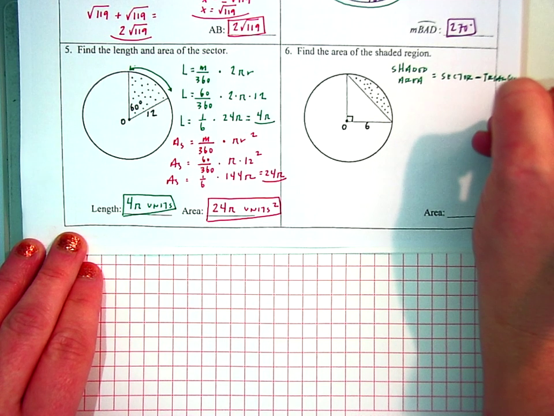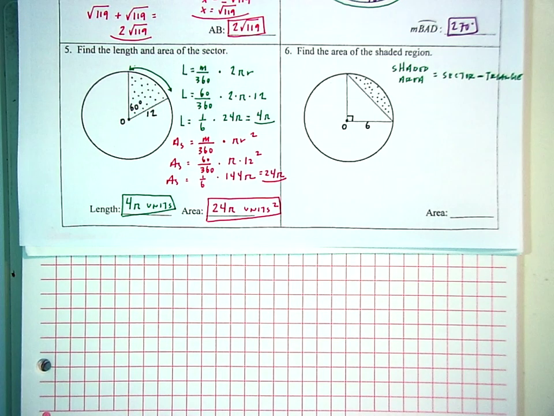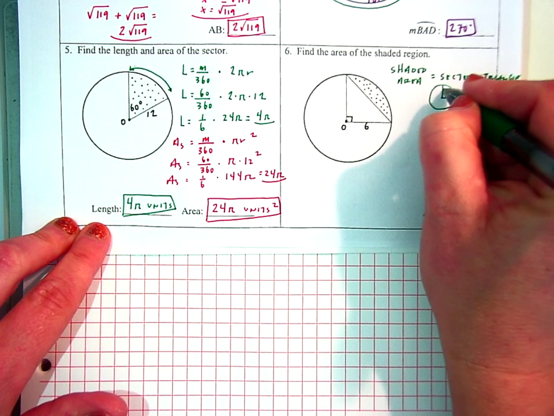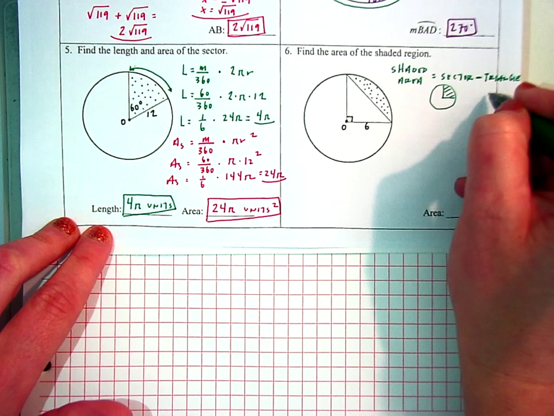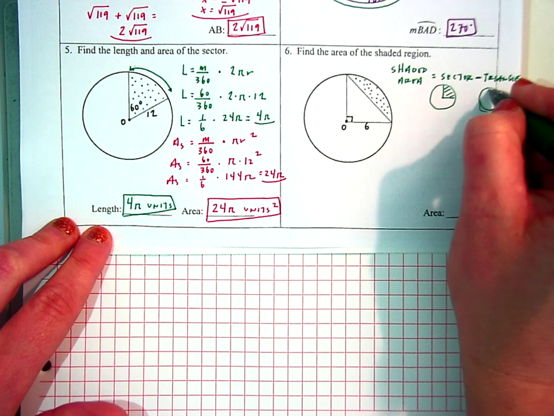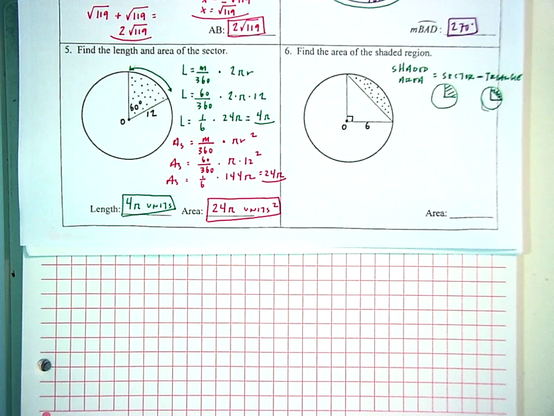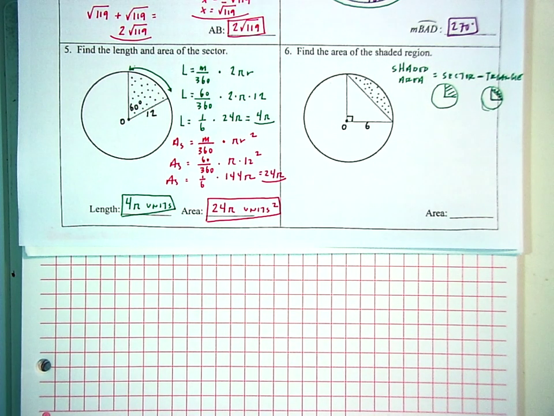I always like a master plan. So my plan here is sector minus triangle. So if I visualize that, right, here's my circle, here's my sector, and I'm going to remove this triangle right there. And I'm left right here with my shaded region. That's what I'm trying to get to. So I'm looking at sector, but take away that triangle. So my sector, again, is a portion of the entire circle. So I'm looking at a portion of the entire area.